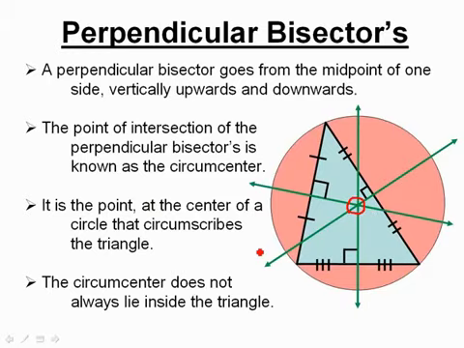It is the point at the center of a circle that circumscribes the triangle, which basically means it's a circle that hits all the vertices of the triangle. So just draw a circle through all the vertices, and then the center of that circle will be the circumcenter. And there's only one possible point for the circumcenter. The circumcenter does not always lie inside the triangle. So in this case it did. In another case, it might not.